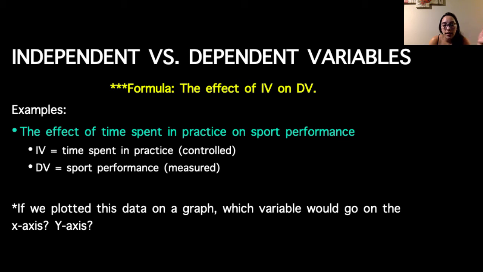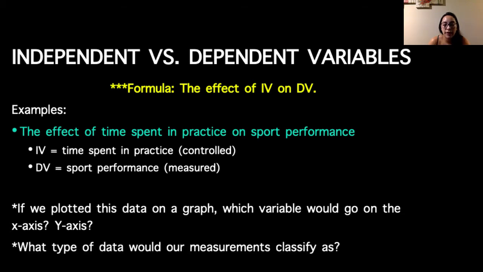If we plotted this data on a graph, which variable would go on the x-axis and which would go on the y? And the second question I have for you is, what type of data would our measurements classify as? So go ahead and pause the video, think about what your answers would be, maybe write them down, and then when you play, here are the answers. So for this example, the x-axis would represent the independent variable, or our time spent in practice. The y-axis would be representing the dependent variable, or whatever our sport performance outcome is.